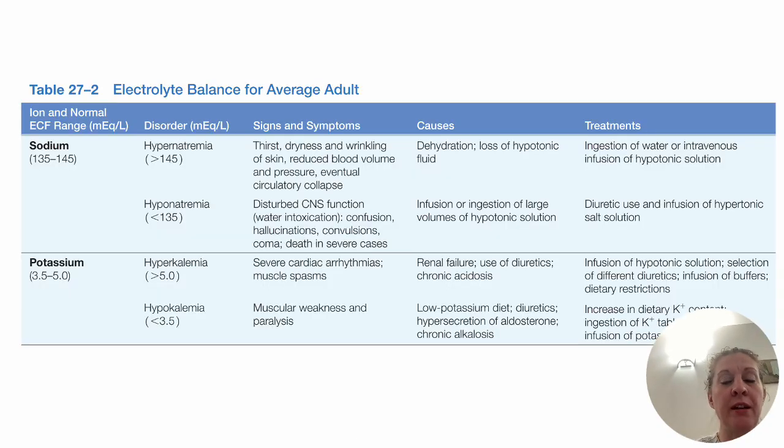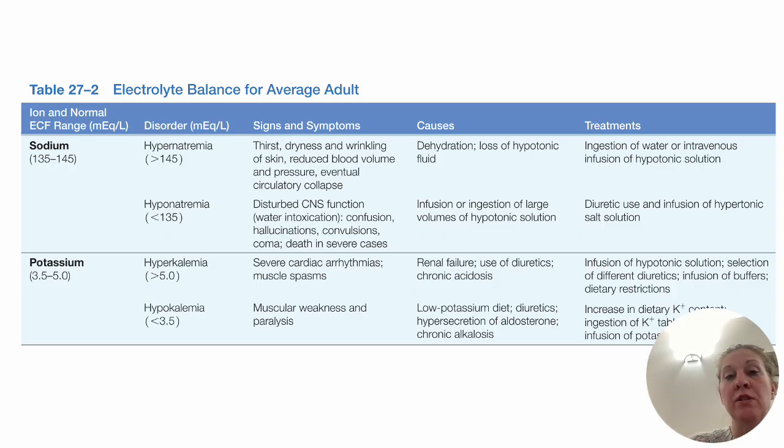So here you can see, go ahead and pause it and read these through if you'd like, the conditions that occur with hypernatremia, or too much sodium over 145 milliequivalents per liter, or hyponatremia, where you have below 135 milliequivalents per liter. The signs and symptoms for hypernatremia would be thirst and reduced blood pressure. Hyponatremia, on the other hand, is like water intoxication, and you may have heard of this. It's very serious, with CNS disturbances, confusion, hallucinations, and in severe cases, it can be fatal.